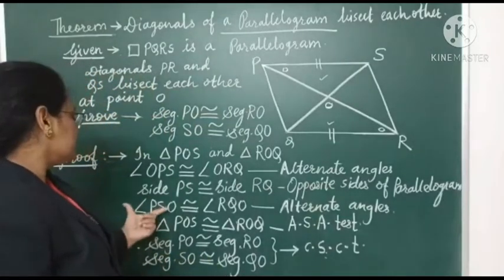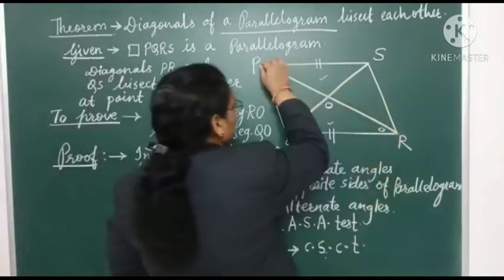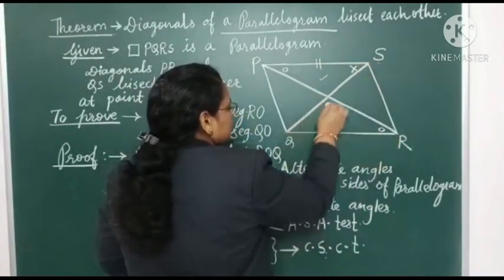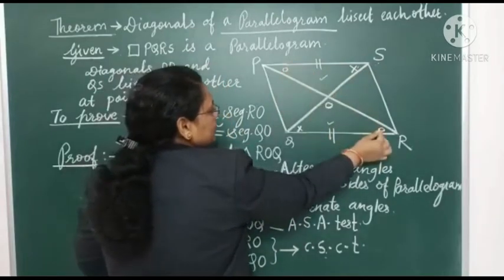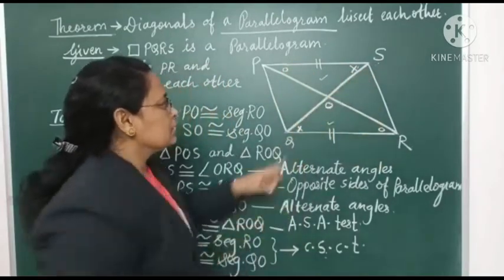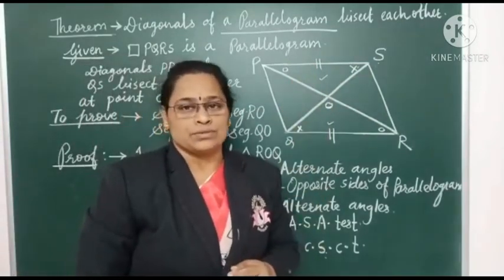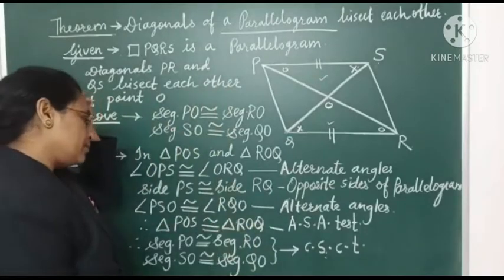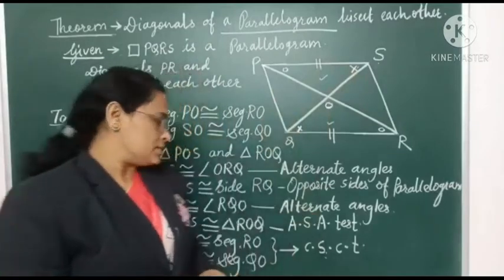Third element we'll write here, that is angle PSO congruent to angle RQO. This is also, both are alternate angles. So these two alternate angles and these opposite sides are congruent to each other. So both of these triangles POS and ROQ are congruent to each other by the angle side angle test, ASA test.